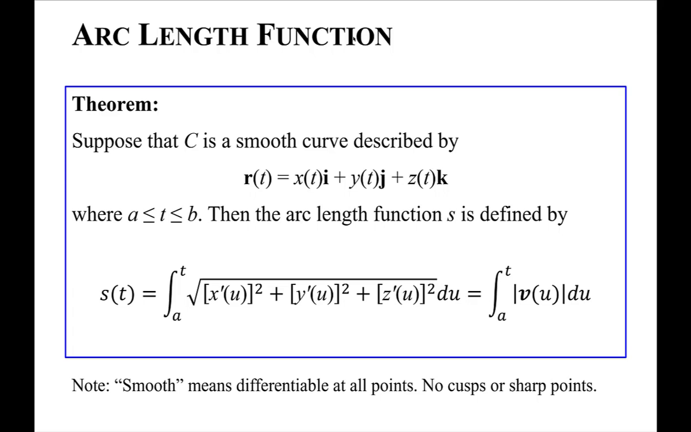Then the arc length function s is defined by s of t equals the integral from a to t of the square root of the sum of the squares of the derivatives of the components of our position vector function. In other words, the arc length function is defined by the integral from a to t of a velocity function with respect to u, du.